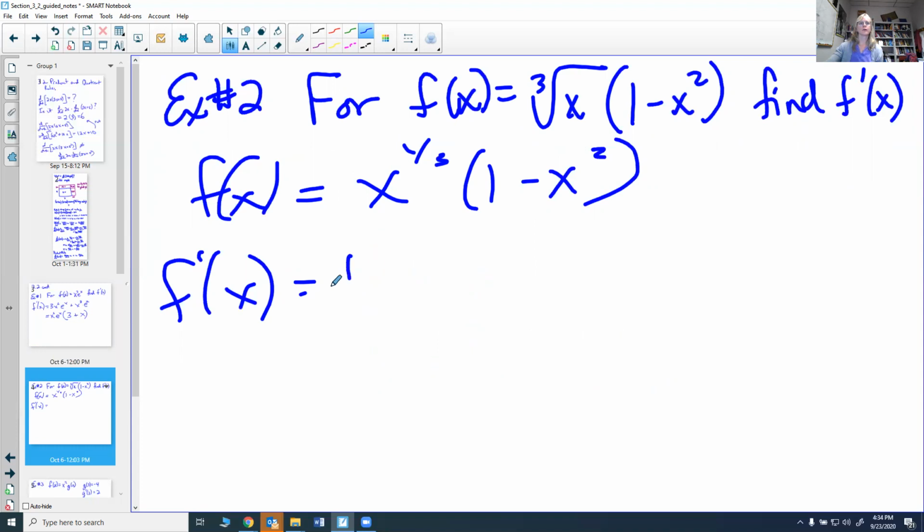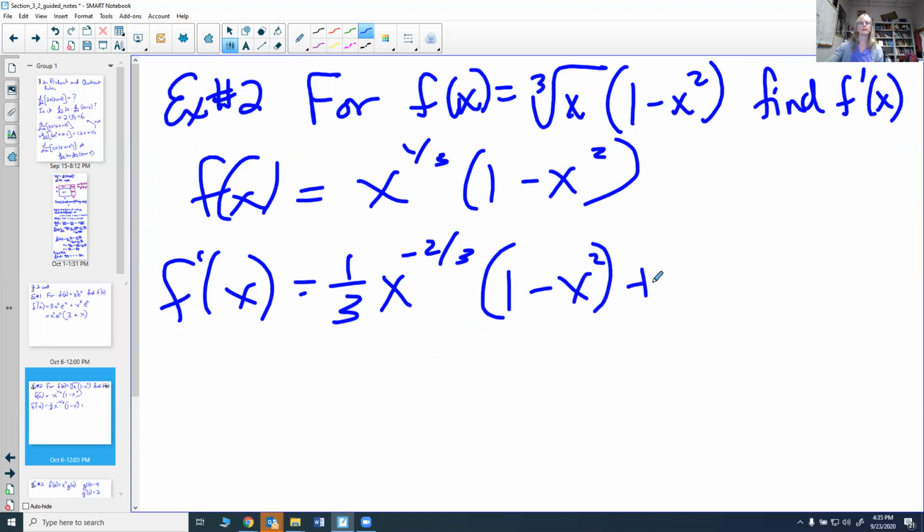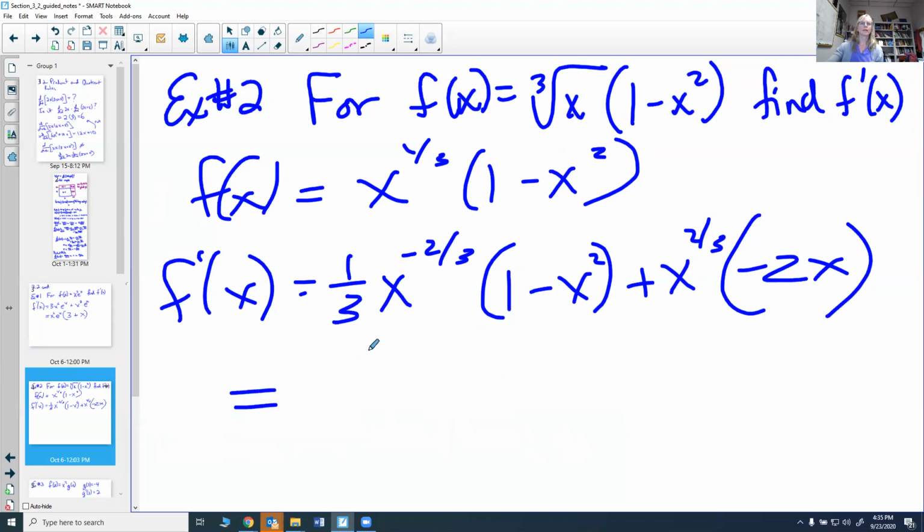The derivative of that is bring the power down, subtract 1 from the power. So 1/3 minus 1 is -2/3 times the second function, plus the first function times the derivative of the second function. The derivative of the second function is minus 2x.